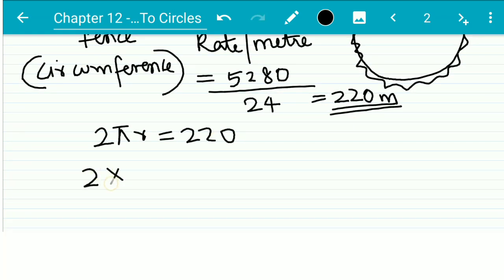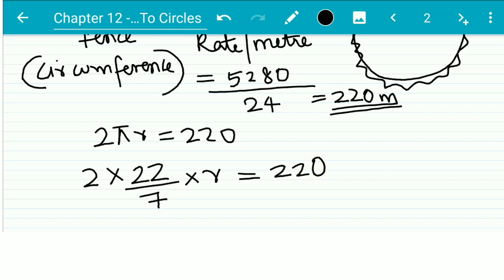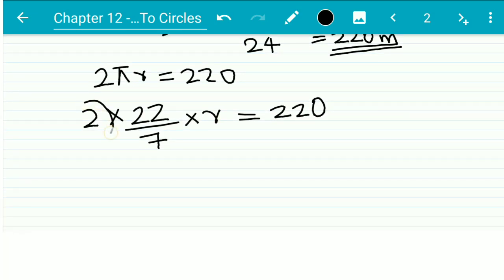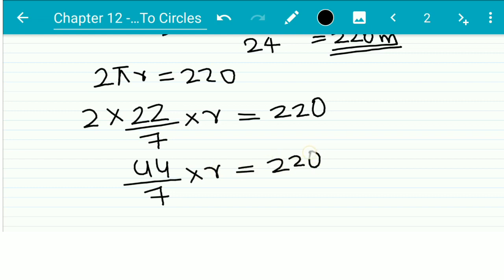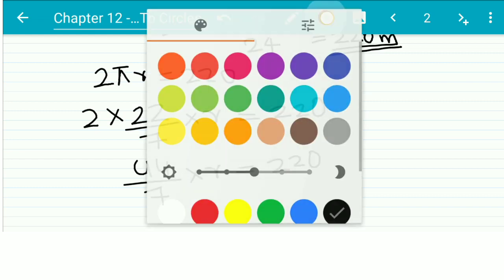2 into pi is what? 22 by 7 into, we don't know what the radius is, so keep it like that, r equal to 220. Now we'll find the value of radius r. See, 2 into 22, 44. That means 44 by 7 into r equal to 220.